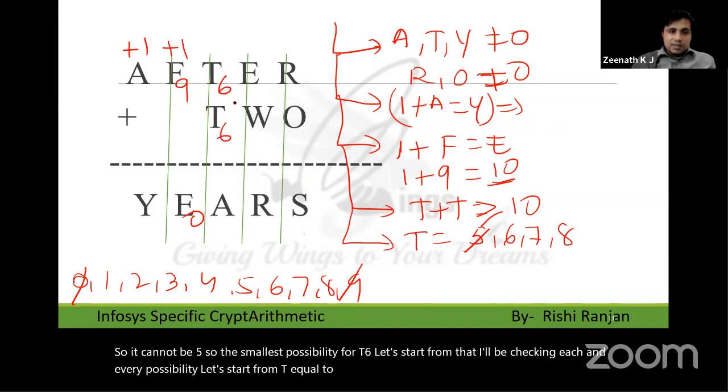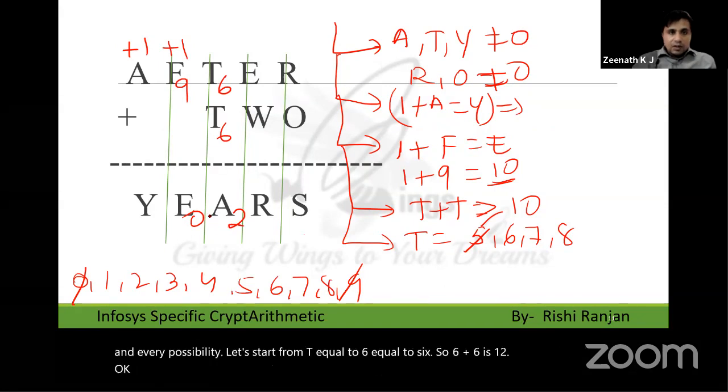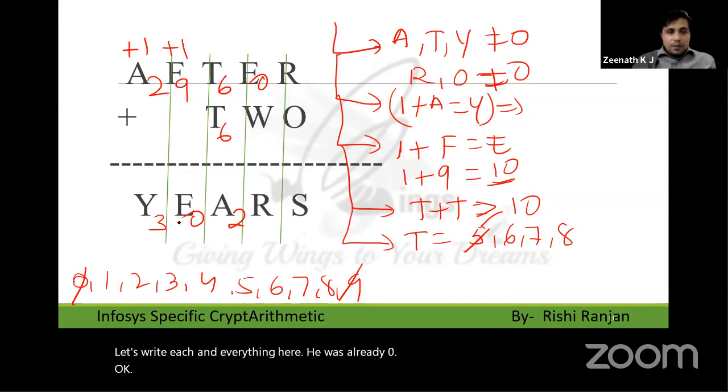T equal to 6. So 6 plus 6 is 12. Okay. A is 2. Now, if A is 2, Y will become 3. Now, let's write each and everything here. E was already 0. Okay. Fine. Now, 2, 3, and 6 is already checked.